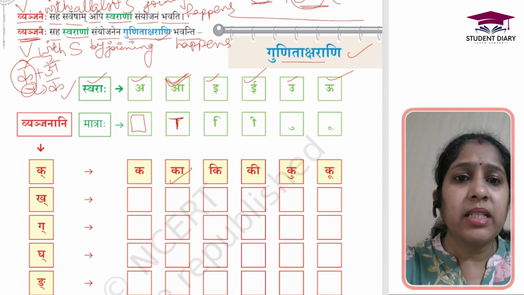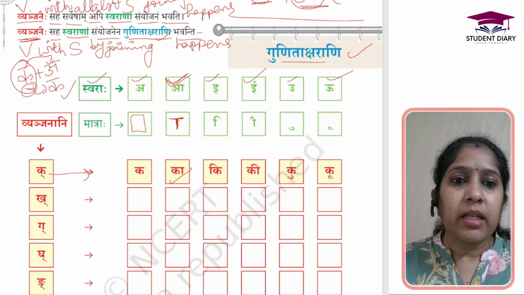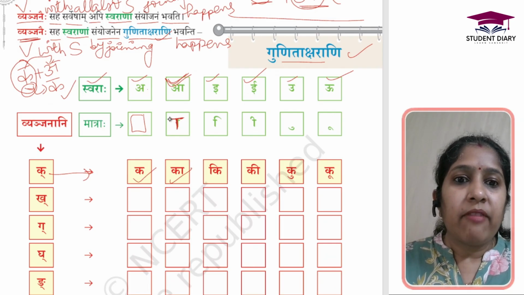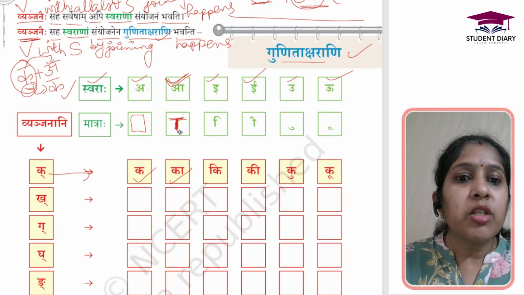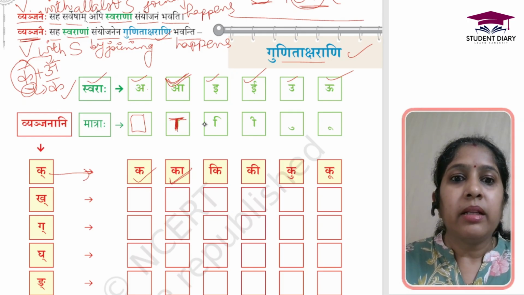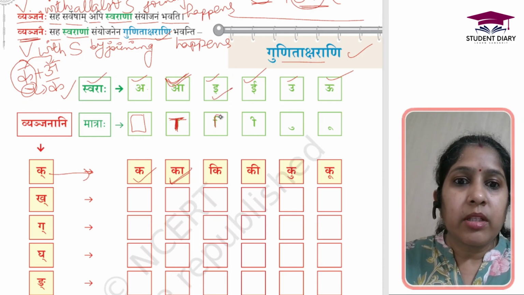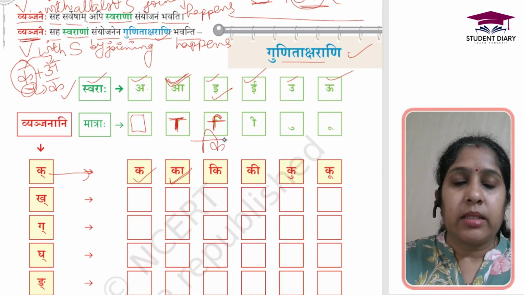Correct? I hope everyone is understanding. In the letter k, first we are adding the a ki matra, so it became ka. The a ki matra is joined as a line after the letter, making ka. Then is choti e. For choti e, we are just adding a matra like this, which is added before the letter. Okay, like this.